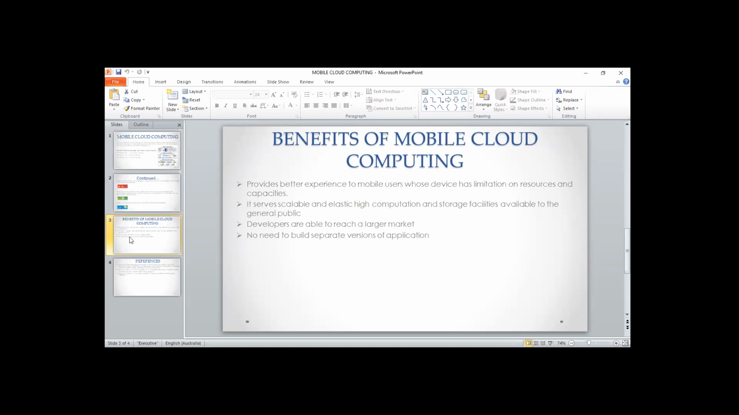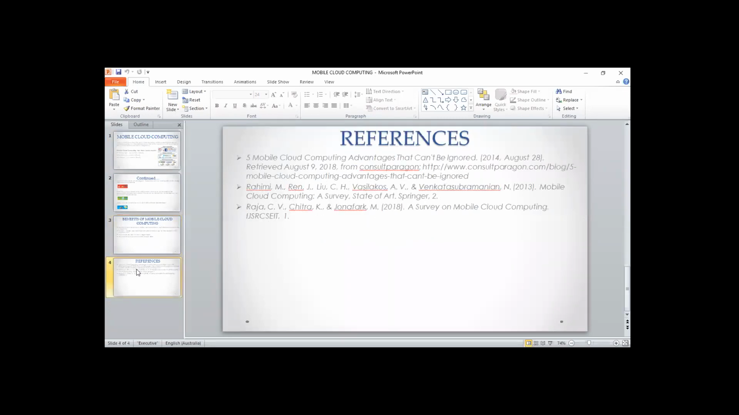In the references part, I have used 2 journals from Moodle and 1 internet source. Thank you. Thank you, Deepika.